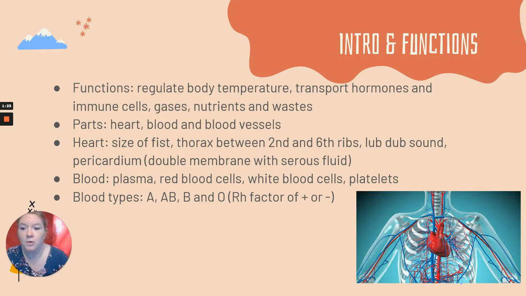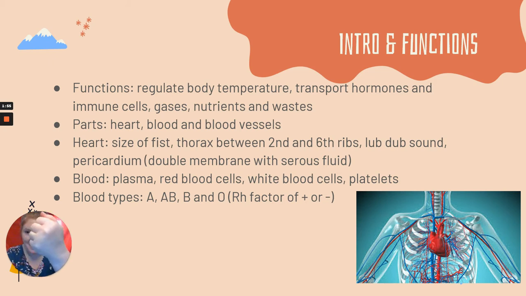All right, then we went through a whole lot of functions as well as an introduction and overview to the system. So we talked about functions. We talked about the cardiovascular system helps to regulate body temperature, and then it does a whole bunch of transport: hormones, immune cells, gases, nutrients, waste. And if you think about it, we could kind of say that it transports heat in an attempt to regulate our body temperature.